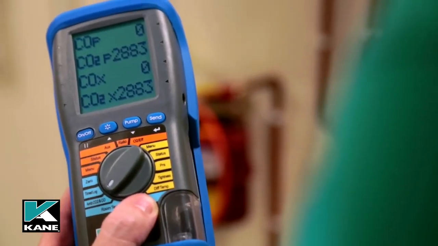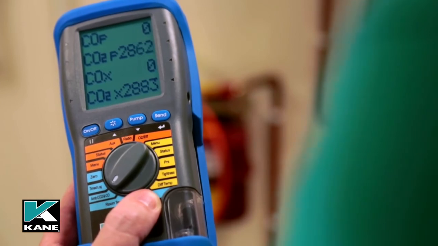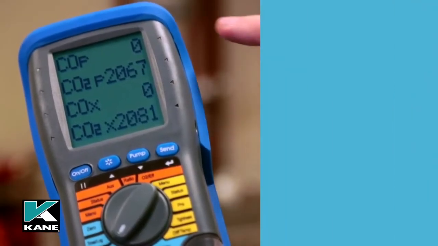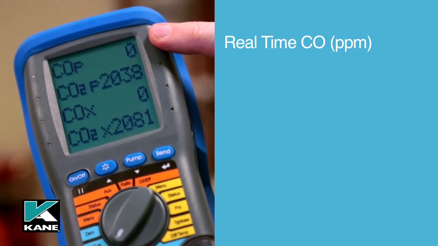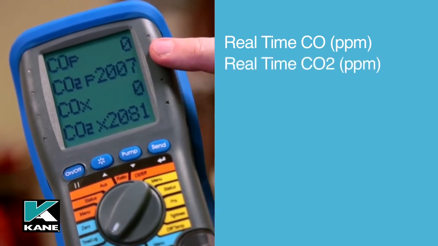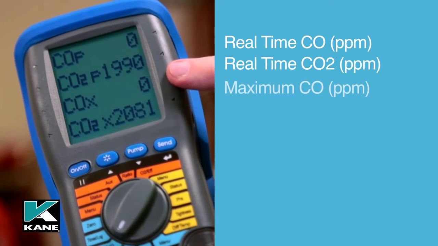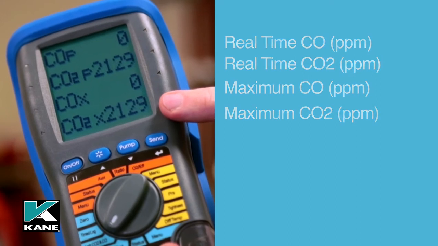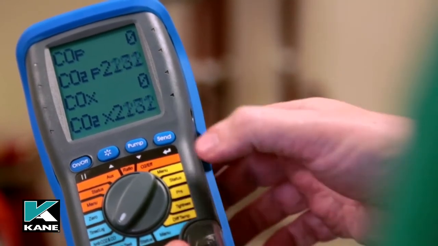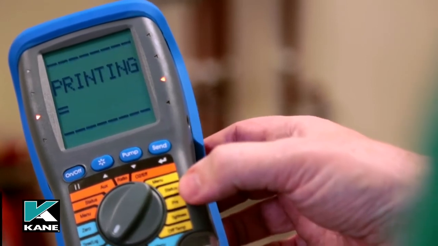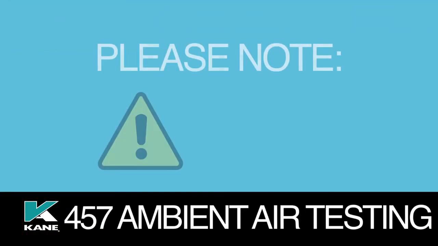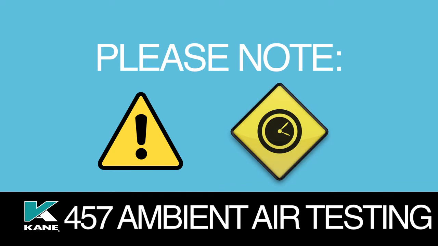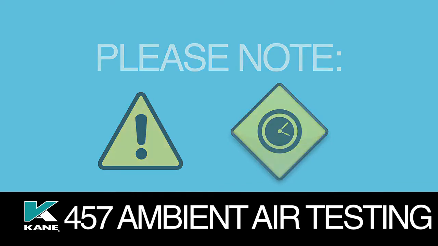Ambient CO2 and CO display. This is a live reading. Real-time CO reading, ppm. Real-time CO2 reading, ppm. Maximum CO reading. Maximum CO2 reading, ppm. Press send key to print the test or send to PC or Android device via optional Bluetooth connection. Please note, if ambient CO2 readings are taken immediately after flue CO2 readings have been taken, it may take a few minutes for the system to be completely purged of CO2.